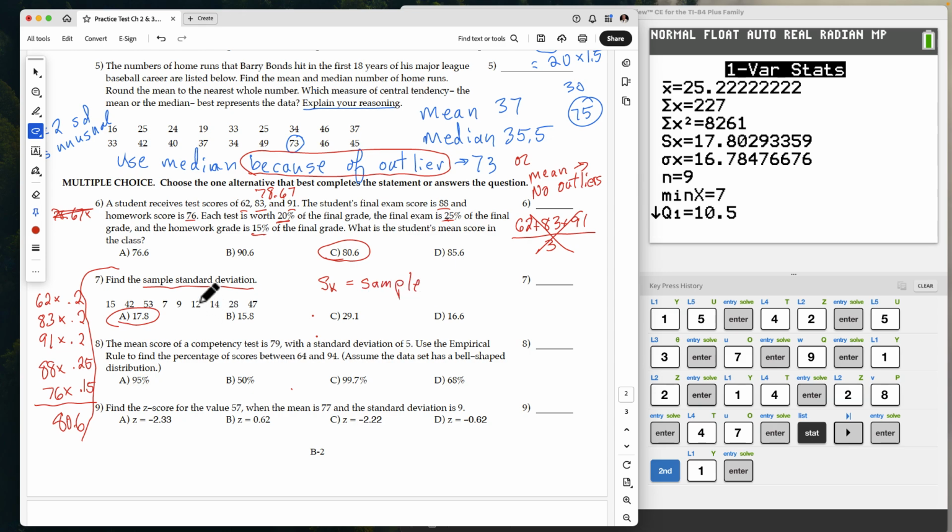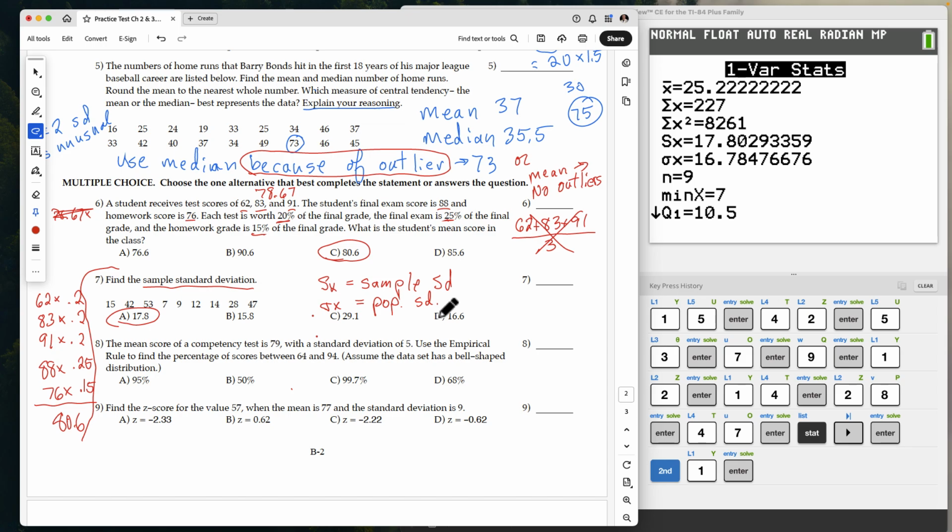Now, again, the question could change and ask for a population one. Well, if you want the population standard deviation, then that's that sigma. That's that one. It's going to be the population standard deviation. Okay, very good. Let's go ahead and move on.